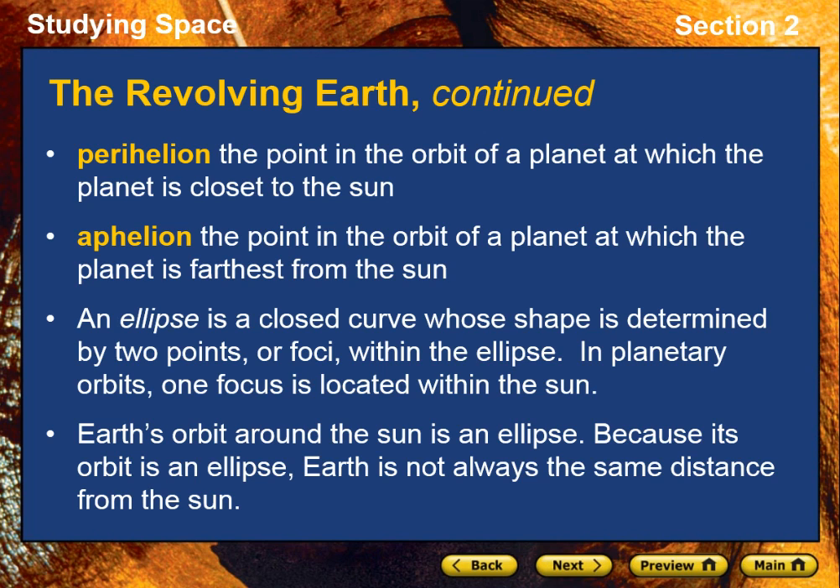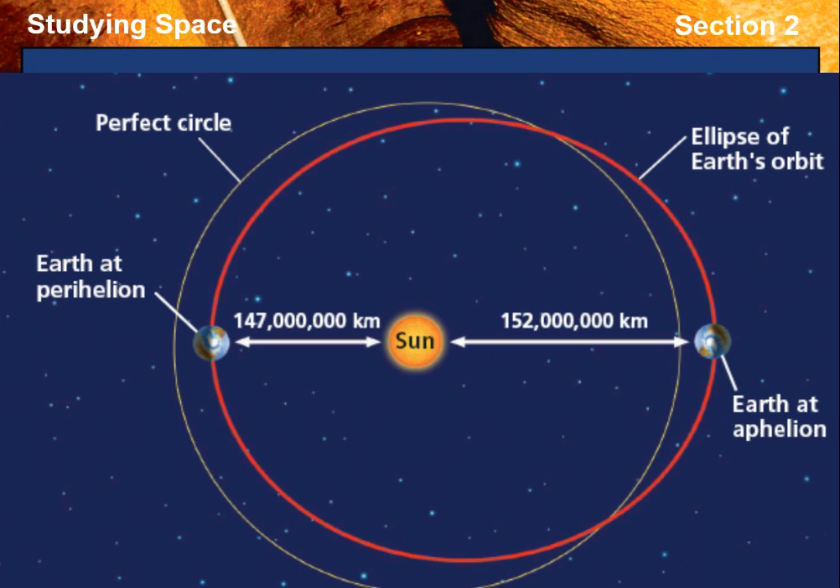Because its orbit is an ellipse, Earth is not always the same distance from the Sun. The point in the orbit of a planet at which the planet is closest to the Sun is called perihelion. The point in the orbit of a planet at which the planet is farthest from the Sun is called aphelion. As shown on the screen now, Earth's aphelion distance is 152 million kilometers. Its perihelion distance is 147 million kilometers.